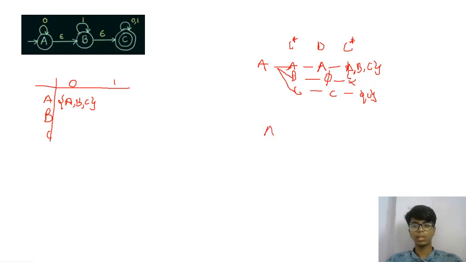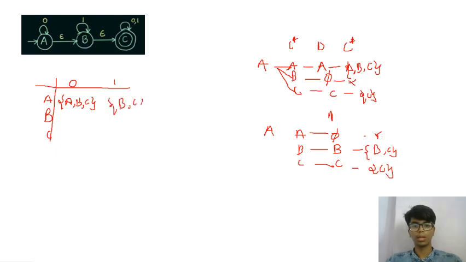So then A with epsilon closure of A is A, B and C, and with input 1, A with input 1 goes to nowhere, B with input 1 goes to B itself, and C with input 1 goes to C. So epsilon closure of phi is nothing, epsilon closure of B is B comma C, and epsilon closure of C is C, which is equal to B comma C. Now let's erase this.